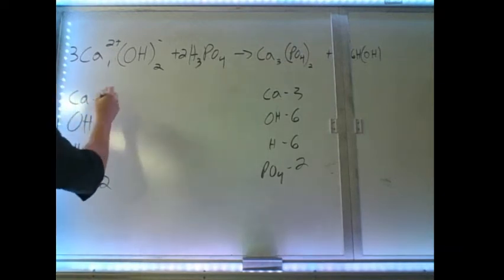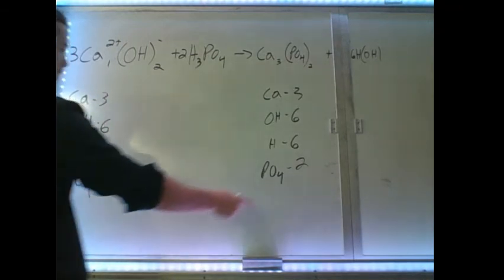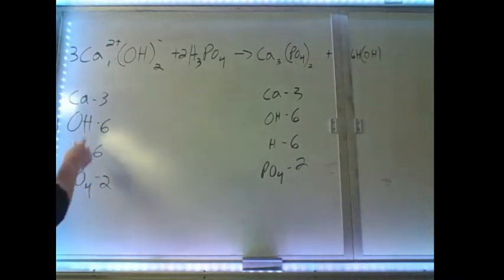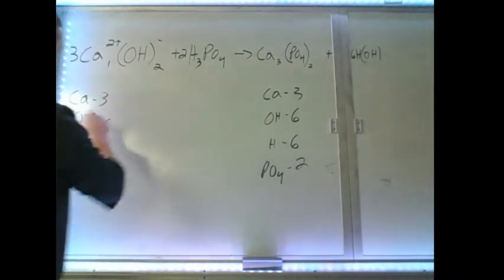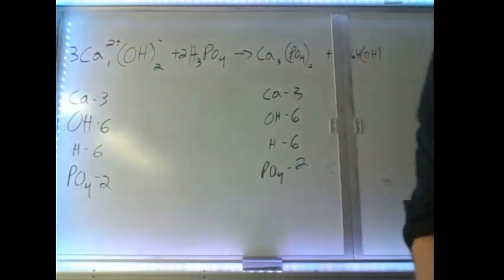And now I actually end up with 3 calciums. So to check over our answers, I have 2 phosphates, 6 hydrogens, 6 hydroxides, and 3 calciums, sufficing for our answer for example number 7.